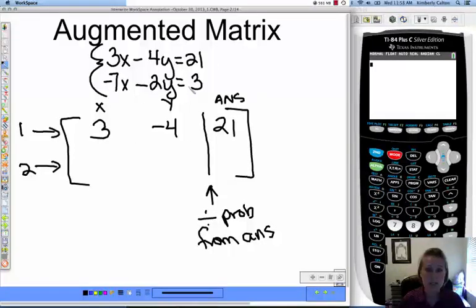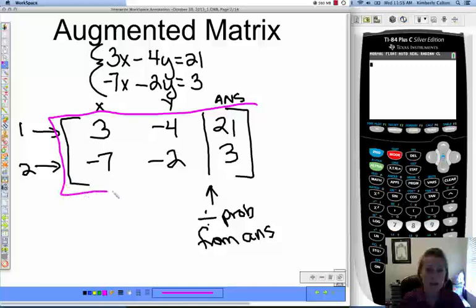So again, we're going to do the same thing. We're going to line up our x's. So negative 7 will come under the x, negative 2 will be under the negative 4, and 3 will be part of the answer. So, like I said, just the part that I'm boxing is the matrix. The stuff that I've put off to the sides and on the top are just guidelines.